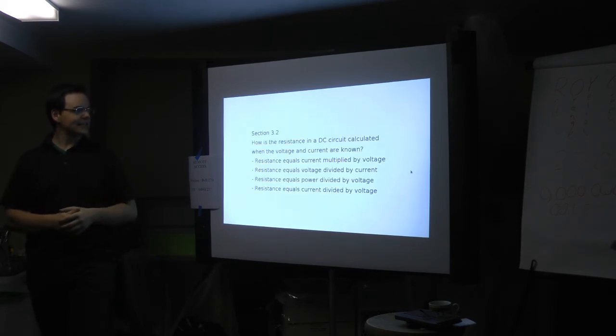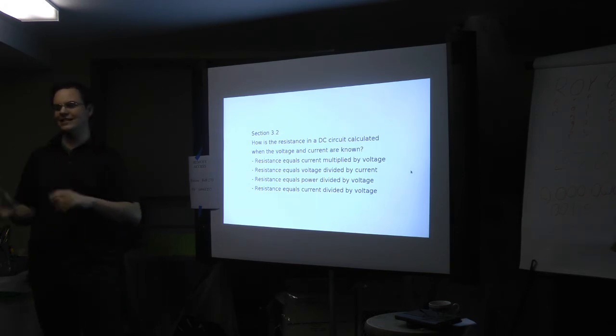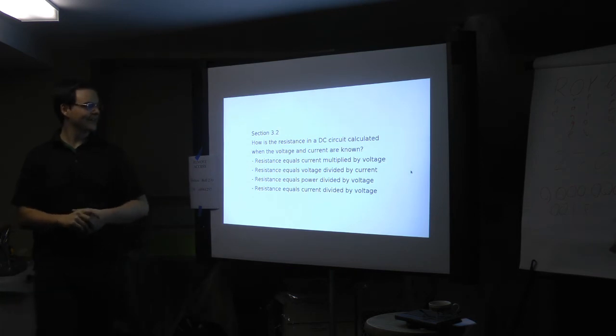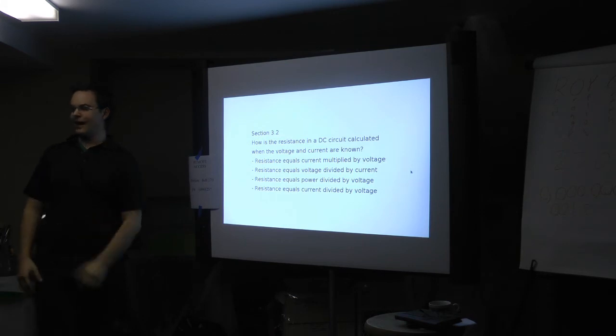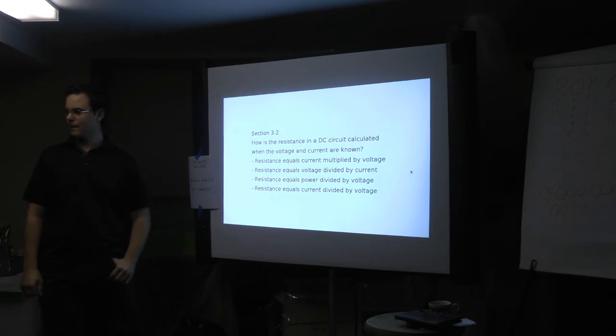How is the resistance in a DC circuit calculated when the voltage and current are known? Again, they do the same questions again and again, just different variations of the same topic. They keep calling it all different stuff, which really confuses me. So the resistance equals the current multiplied by the voltage.